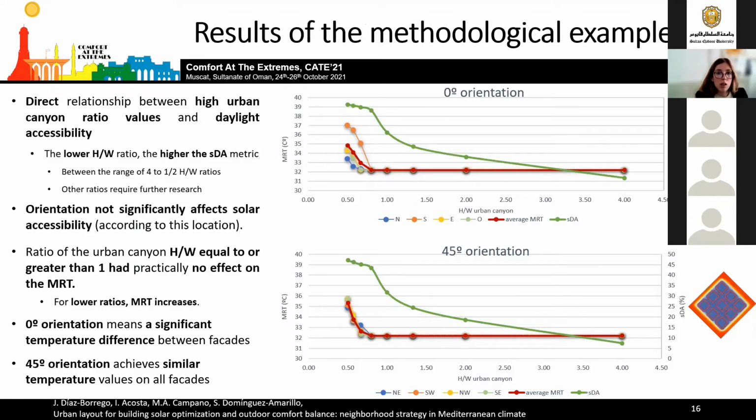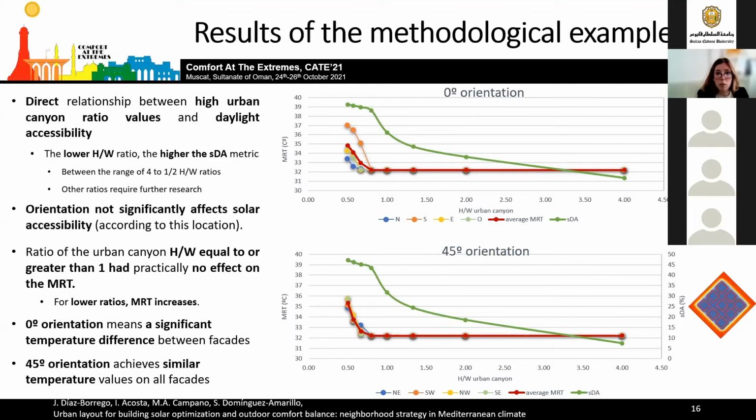And the results of the methodological example show, between the range of 4 to 1/2 height-to-width ratio, a direct relationship between urban canyon and daylight accessibility. The lower the height-to-width ratio, the higher the SDA metric. And for its part, orientation does not significantly affect solar accessibility according to this location.